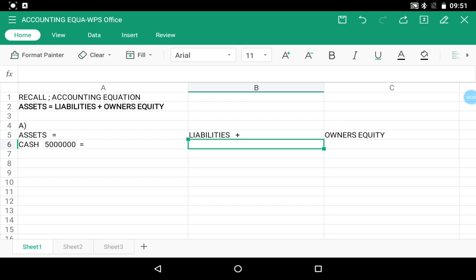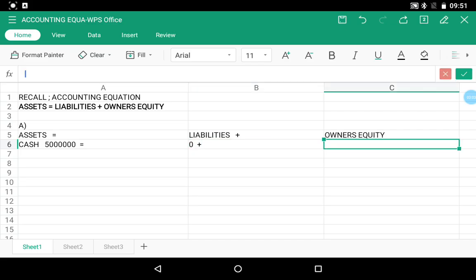Liabilities, do we have liabilities? No, that means we have 0. Plus owners equity, yes, we have capital of how much? 5 million, the one he brought into his business.